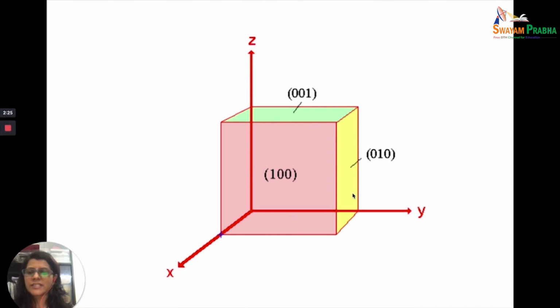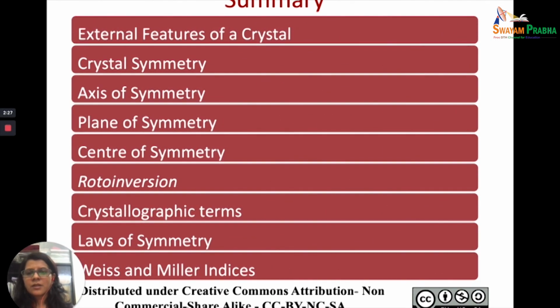So with this, you have an idea of what kind of planes there are. Now today, what have we done? We've talked about the external features of a crystal. We've taken a look at the elements of symmetry in crystals. We've talked about axis of symmetry, plane of symmetry, center of symmetry. We've also talked about the rotation inversion symmetry, which is also called roto inversion. We have taken a look at the crystallographic terms used in defining a crystal. We've talked about the three laws of symmetry, and we have learned how to calculate the Weiss indices and the Miller indices.